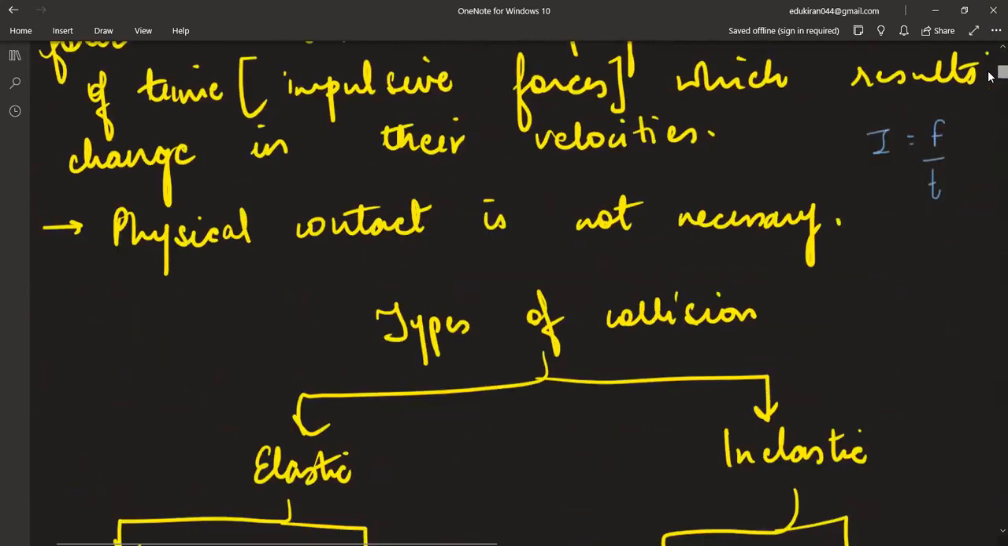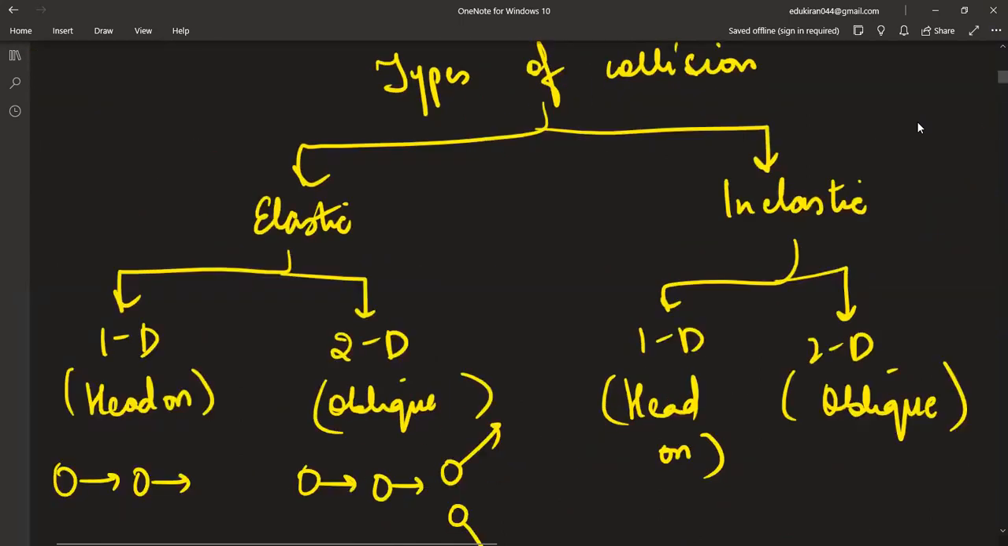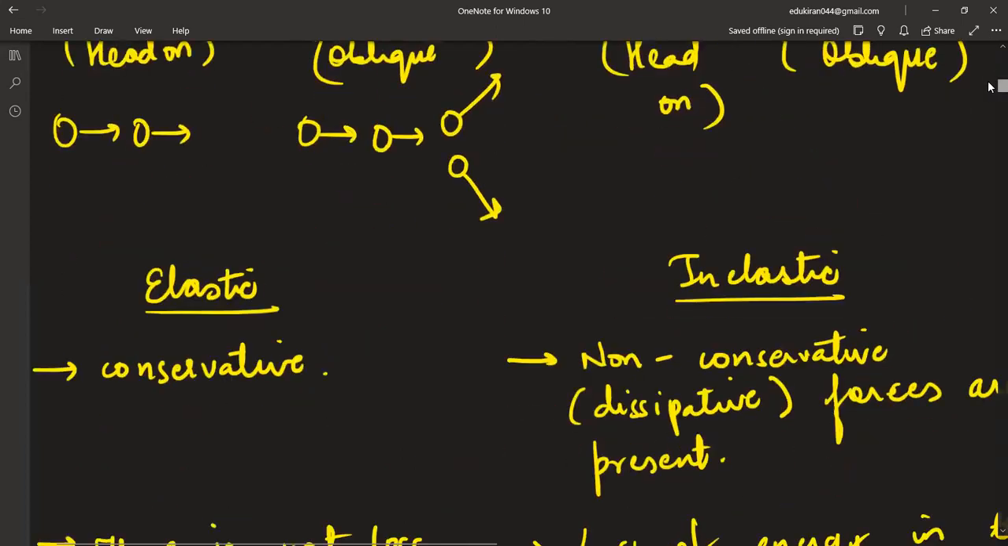Now, physical contact is not necessary for collision, and collisions are also of different types. You have elastic collision and inelastic collision. Both of these we'll be studying in 1 dimension and 2 dimensions. 1 dimension, just understand. Then in 2 dimensions, you just have to perform resolution of vectors.